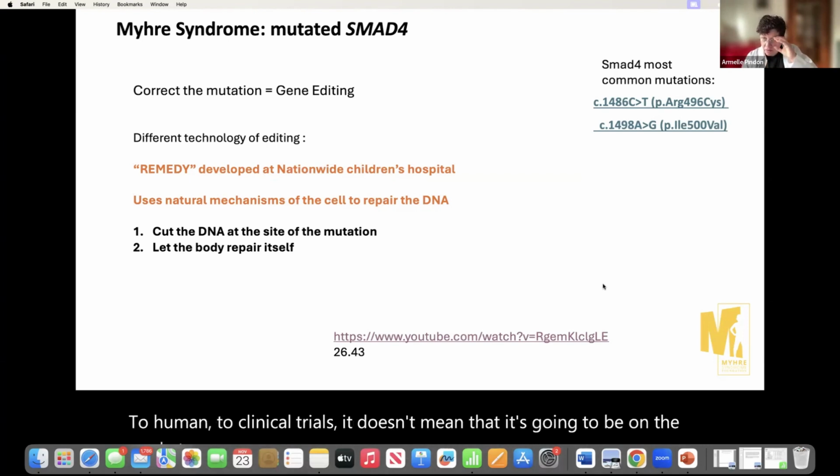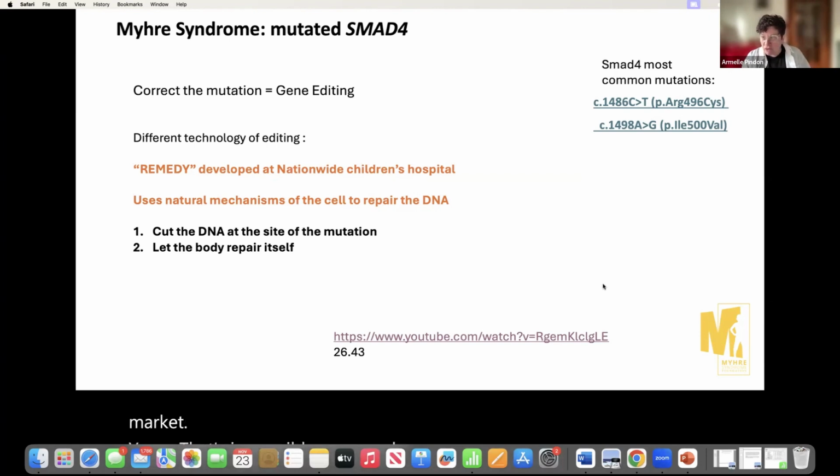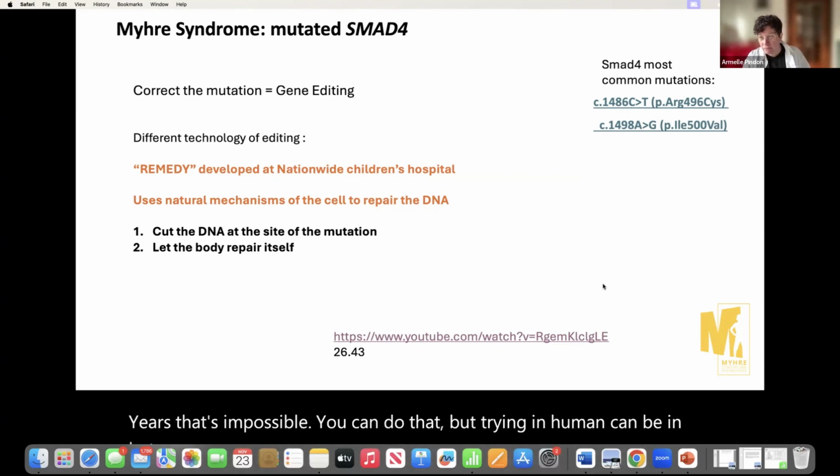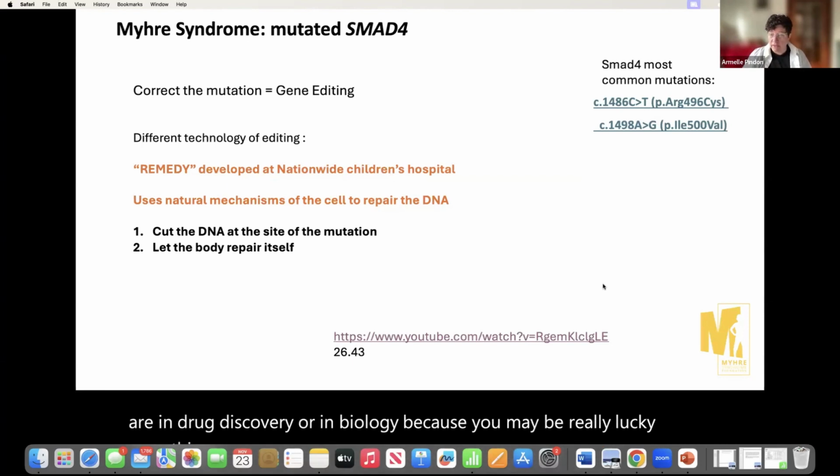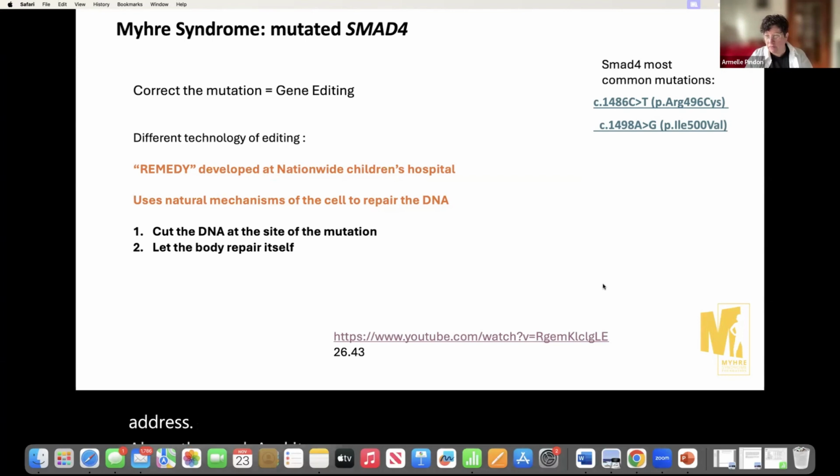That's impossible. You can do that, but trying in humans can be between 3 and 5 years. It's very difficult to predict the time frame when you are in drug discovery or in biology, because you may be really lucky. Everything goes very well, or you can have some issues that you have to address along the road, and it can take a longer time.